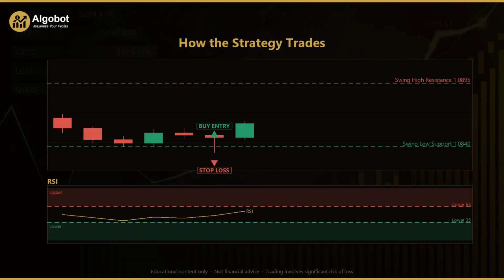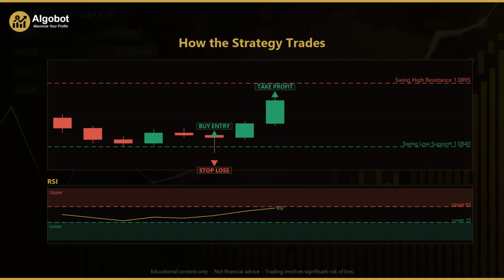The penetration is shallow, within the max penetration ATR limit, and crucially, the candle closes back above support and closes higher than it opened. At the same time, RSI ticks up from the previous bar while staying below its upper threshold of 65. Every long condition is now satisfied, and the buy entry marker appears on that reclaim candle.